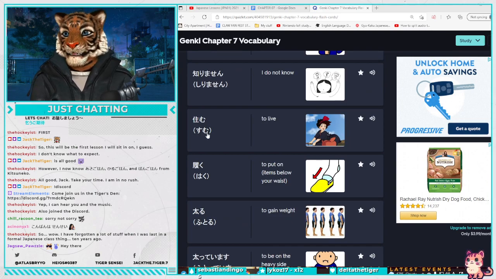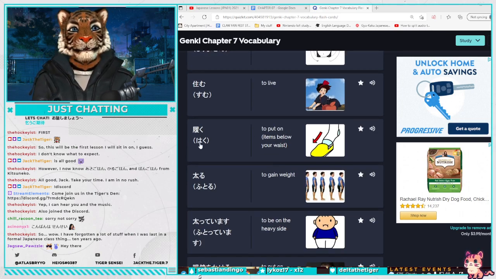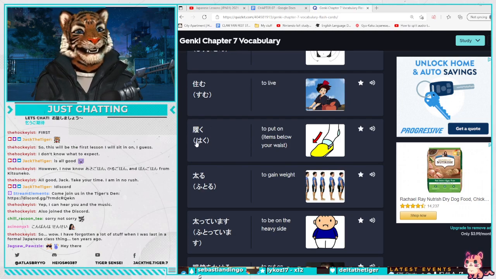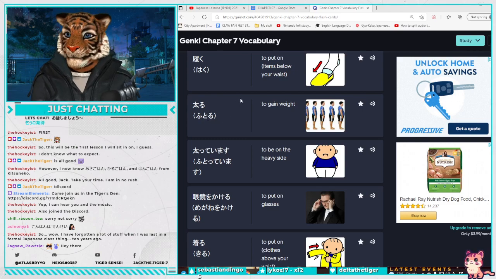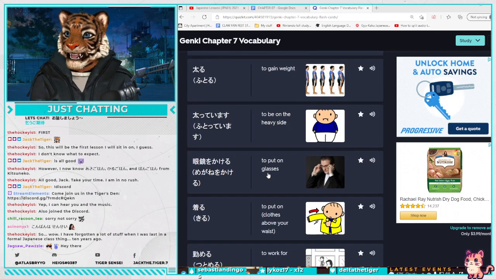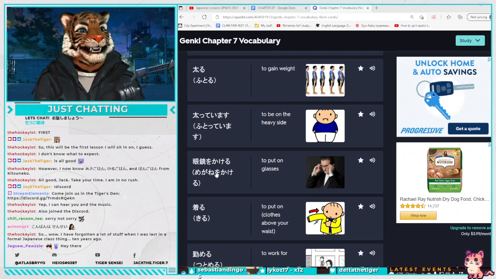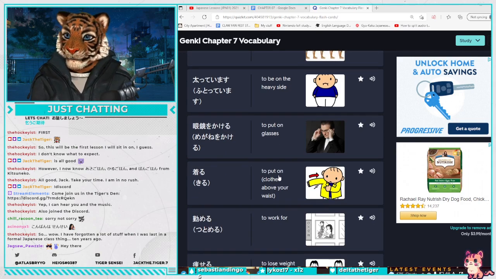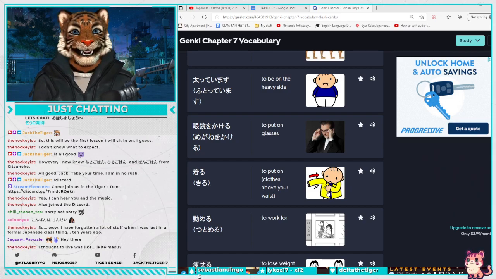To live, sumu. To put on items below your waist, this is haku. And these are ones that I need to remember. Haku. To gain weight, futoru. But to be on the heavy side, futotteimasu. Again, this is something we'll discuss today. To put on glasses, megane o kakeru. To put on clothes above your waist, kiru. Like the jacket, I kiru my jacket.